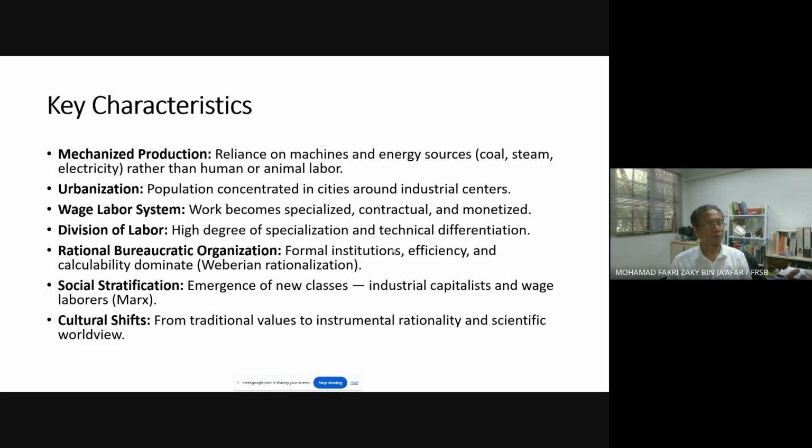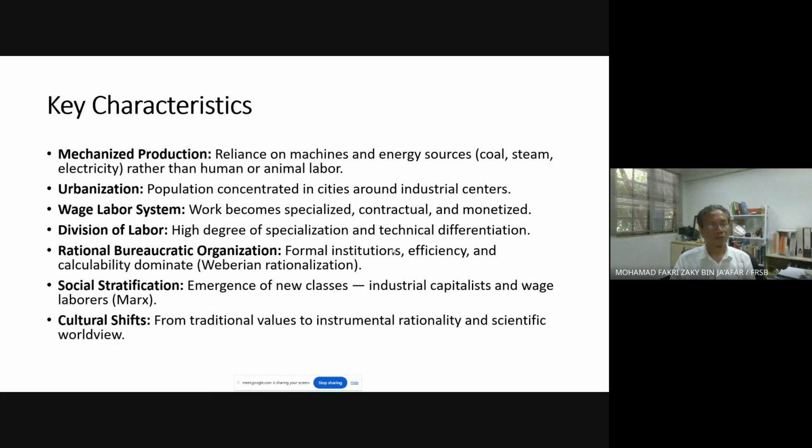Division of labor, like I said earlier: if you are a carpenter, you would work on a chair from the beginning to the end, but now you might just be working on a bolt, producing the right bolt for a specific chair. You might not even see the chair in the end. Okay, and then the industrial society is also characterized by bureaucracy.